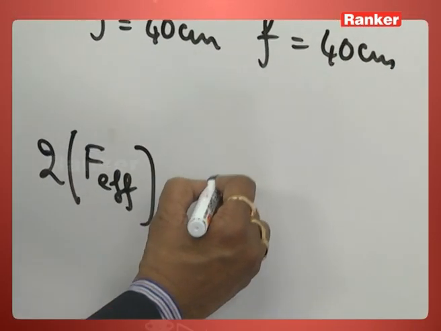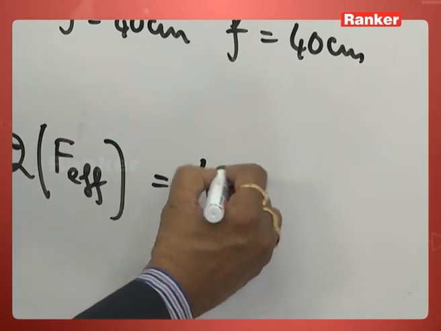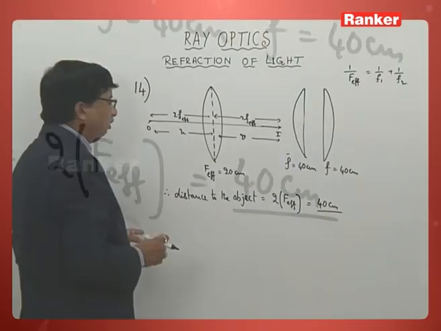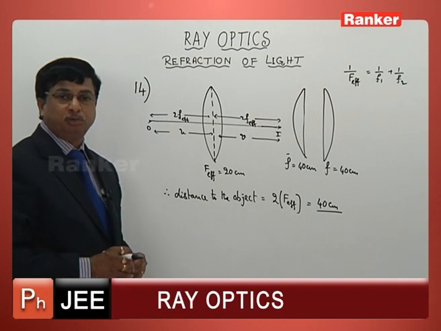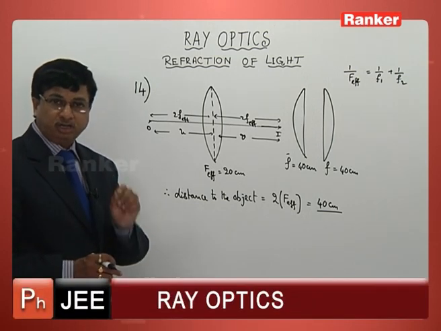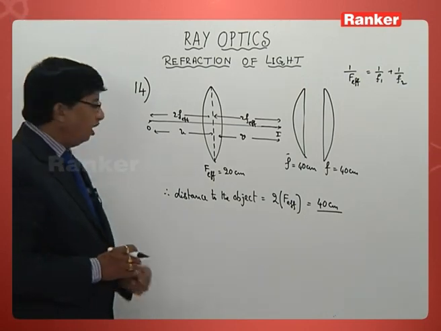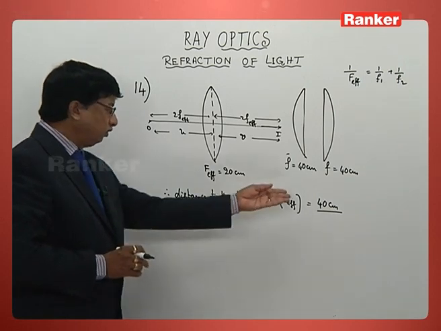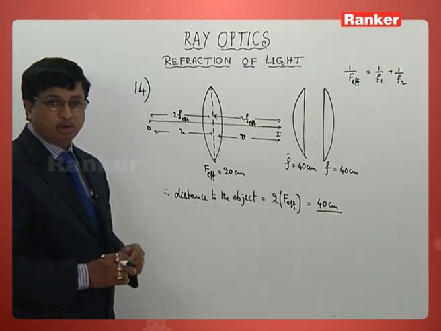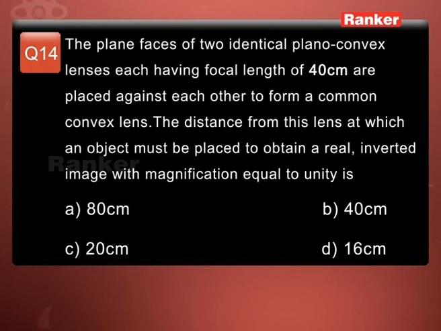What is the effective focal length? We have already got 20. So this now becomes 40 centimeter. So where should you keep the object from this lens so that the image formed over there will have magnification unity? That is the question asked, and the distance is supposed to be equal to twice the effective focal length, which of course comes to be 40 centimeter in this problem. And this answer is given as the second option in the problem. So we can say the correct answer for this one is the second option, which is 40 centimeter according to the calculated value.